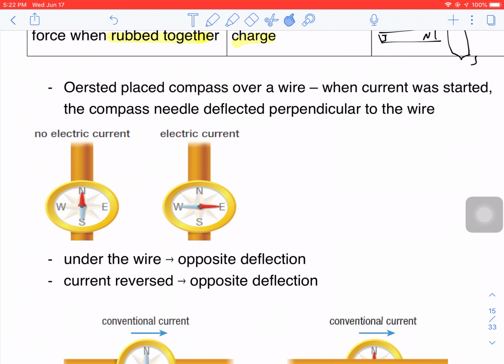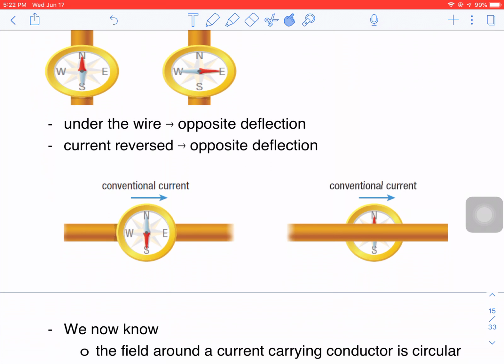showing that there is a magnetic field around the wire, right? When the wire has electricity moving through it, there is a magnetic field. If there's no electricity moving through the wire, it has no magnetic field. And then when I change the direction of the electric current, I reverse the direction of the magnetic field. Reverse the direction for the current, reverse the direction for the magnetic field. So I'm now starting to see that there's a relationship here.